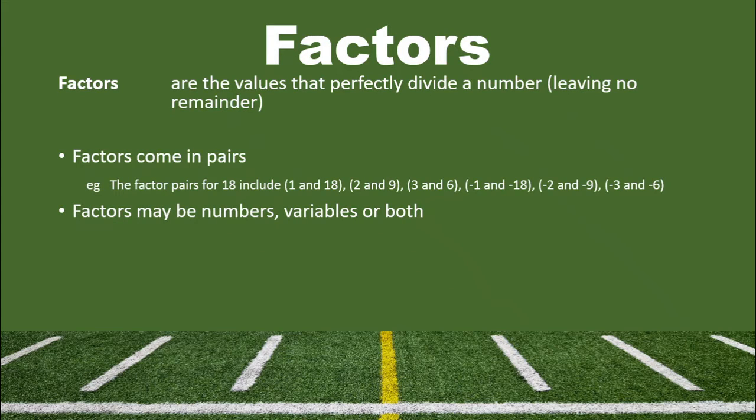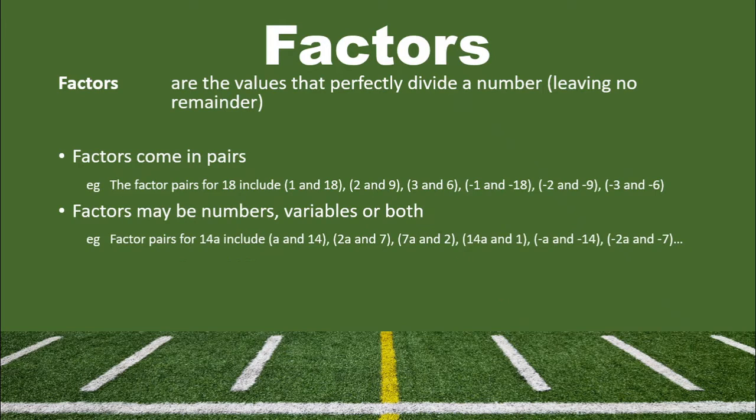Factors may be numbers, as we've just shown, or variables like letters or symbols, or a combination of both. The factor pairs for 14a, for example, include a and 14. If I divided 14a by a, the a would cancel out and I'd be left with 14. I could also divide 14a by a number and variable term like 2a. The 14 divides by 2 to make 7, and the a divides by a, and it cancels out. So that leaves us with the factor pair 7.